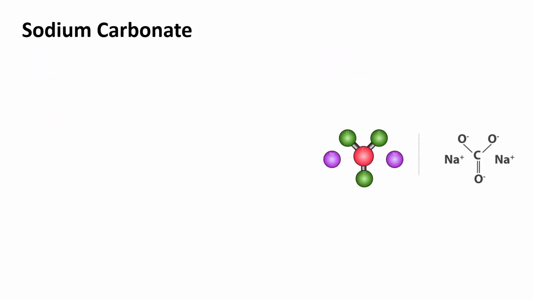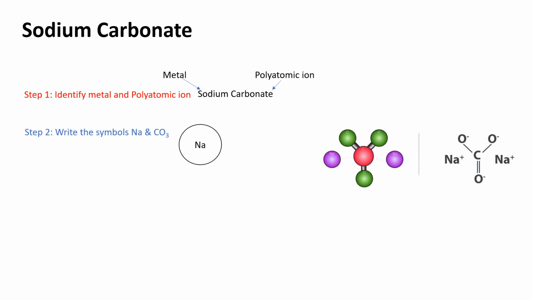One last example with sodium carbonate. First step is to identify the metal and polyatomic ion. Here sodium is a metal, carbonate is a polyatomic ion. Second step is to write the symbols of sodium as Na and carbonate as CO3. Third step is to write the valencies on top of each element. Sodium has valency 1, carbonate has valency 2.